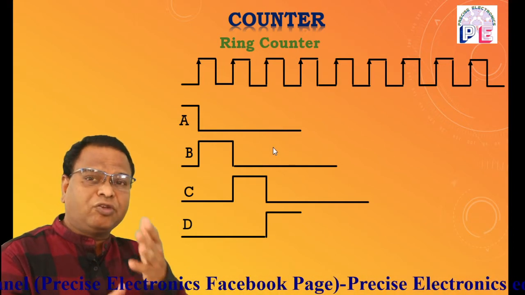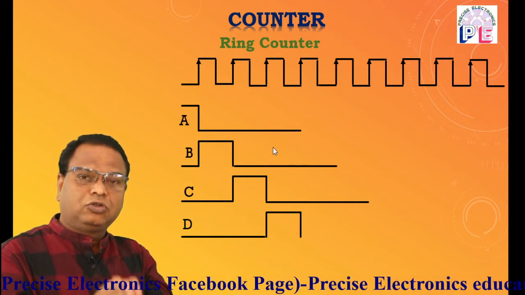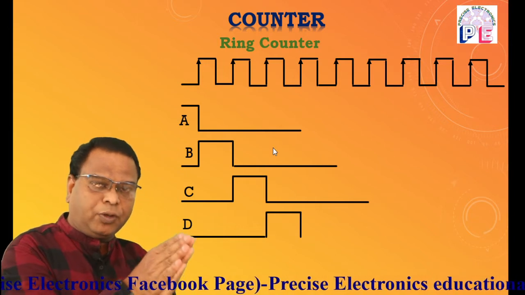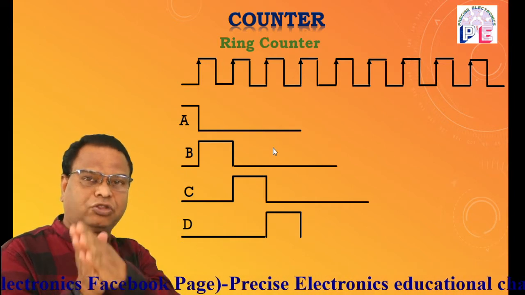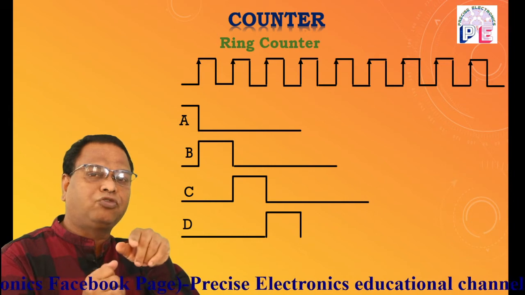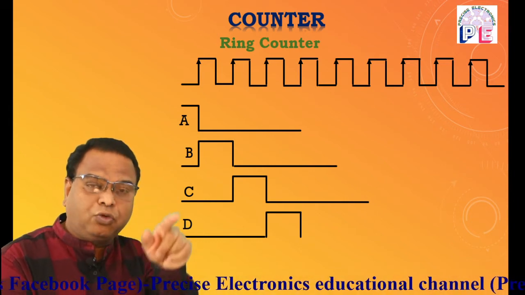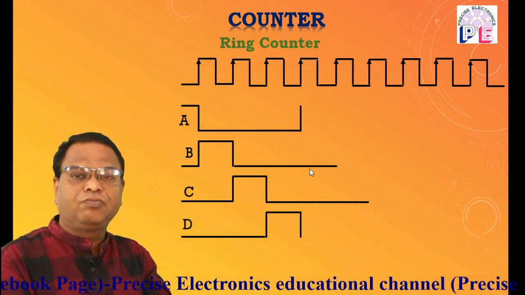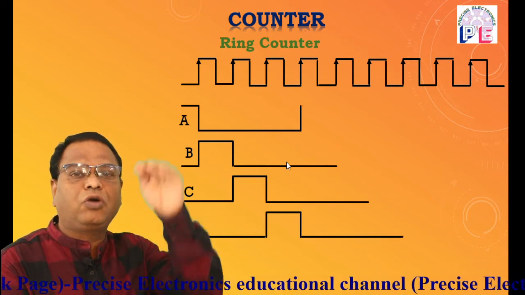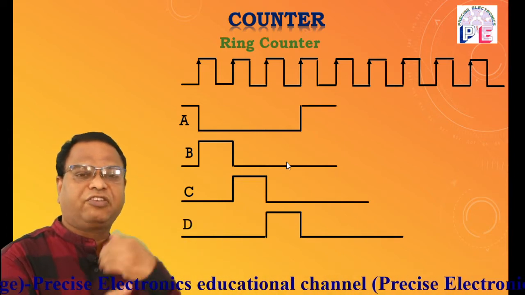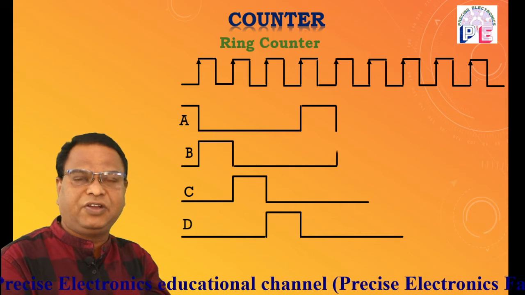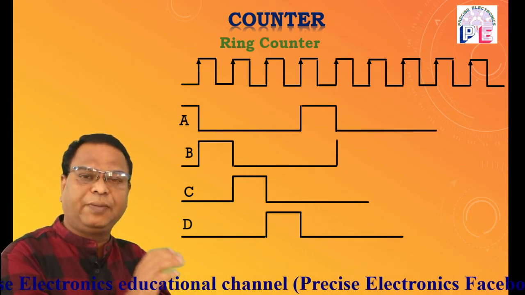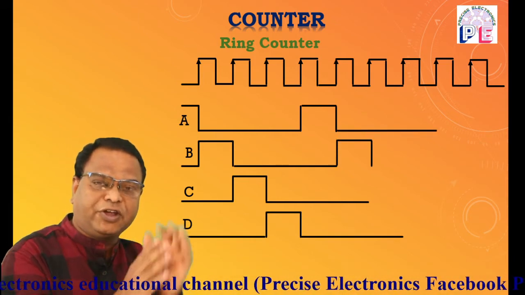Next, at the positive edge of the fourth clock pulse, the bit stored in the first flip-flop is shifted to the second, shifted to the third, shifted to the fourth, and the bit stored in the fourth flip-flop is returned back to the first flip-flop, due to which the output of the first flip-flop goes to high level. When the next pulse appears, once again the bits shift to the left hand side, and this process continues.